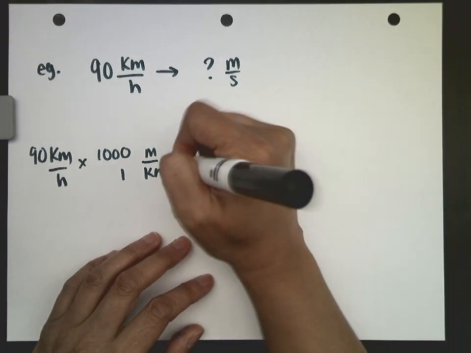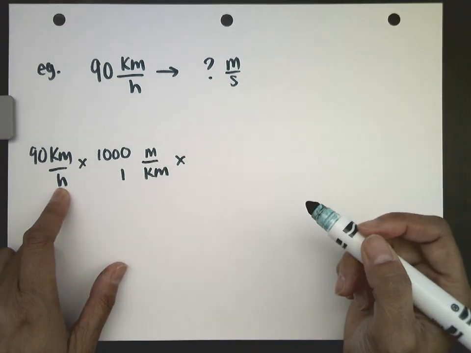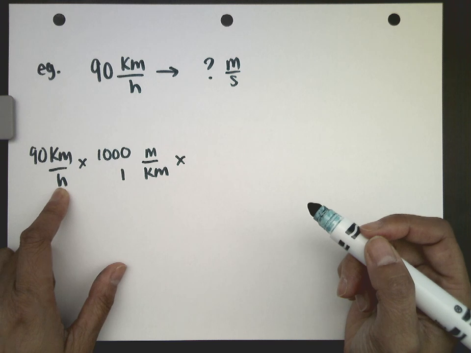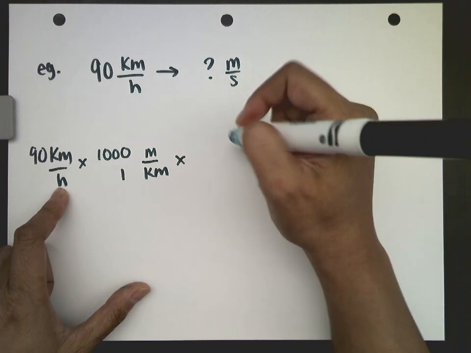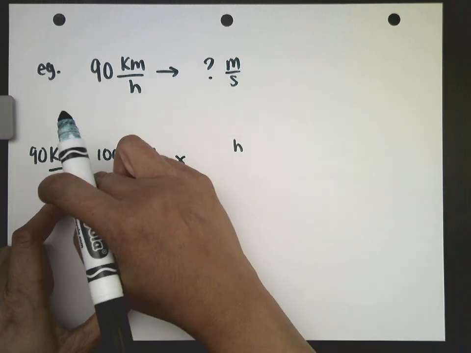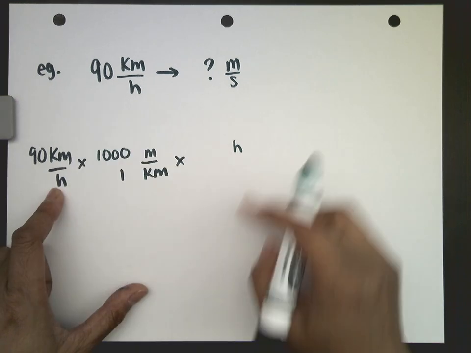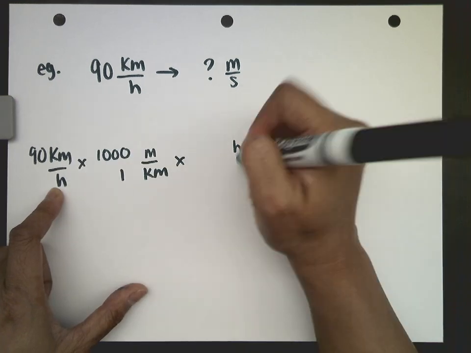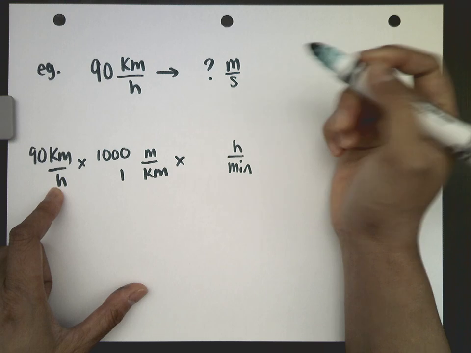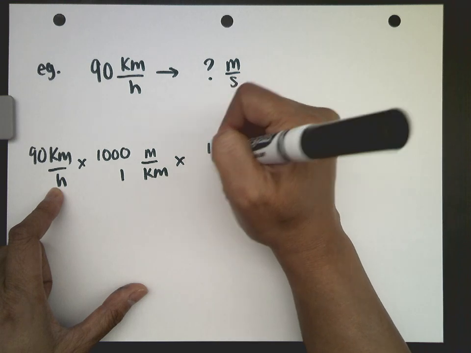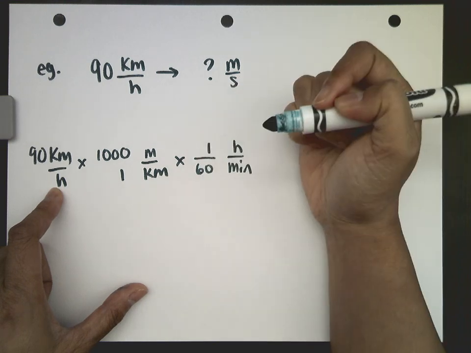Okay, let's do the time. The time we want in hours. So let's convert it to minutes. I want to cancel out my hours. Because it's at the bottom, I should have it at the top to cancel it out. And we have minutes. So remember, for every 1 hour, there are 60 minutes.